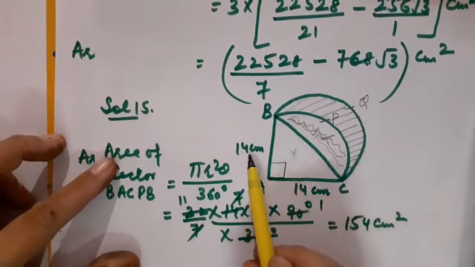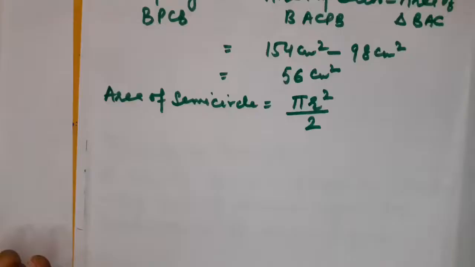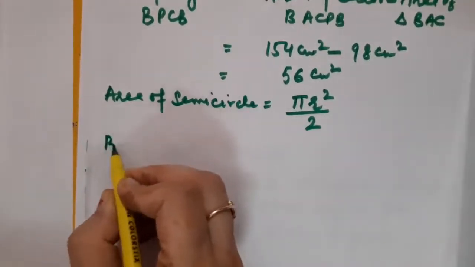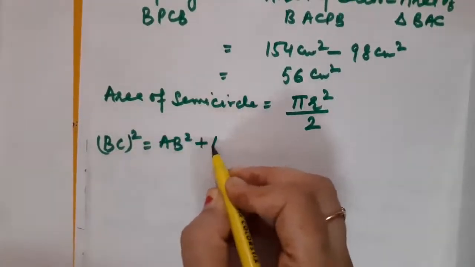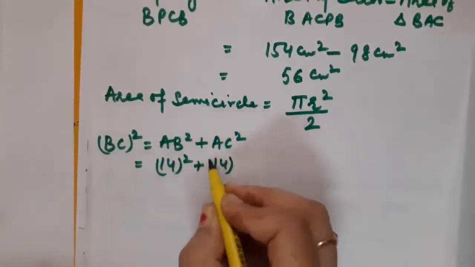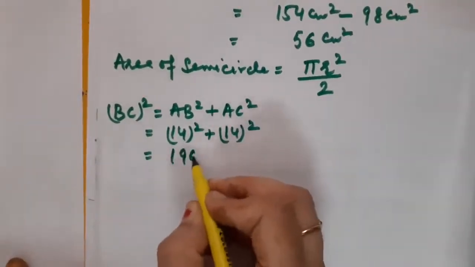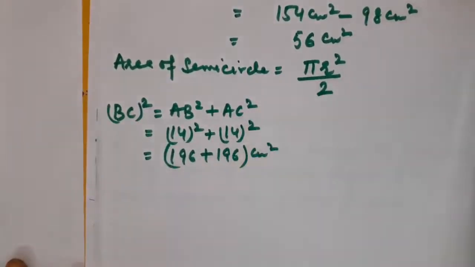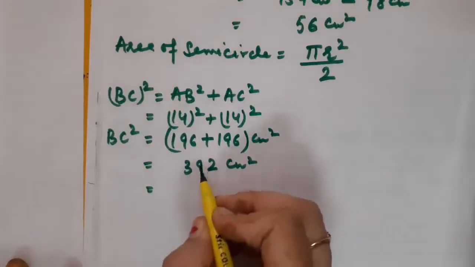BC square is equal to 14 centimeter whole square plus 14 centimeter whole square. So here I am going to apply Pythagoras theorem first of all to calculate BC square. So BC square is equal to AB square plus AC square. Okay. That is 14 square plus 14 square. So it would become 196 plus 196, and here you can write centimeter square. So children, after adding it, I have got 392 centimeter square.